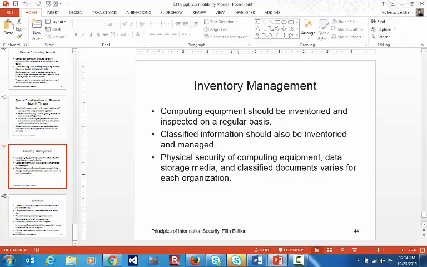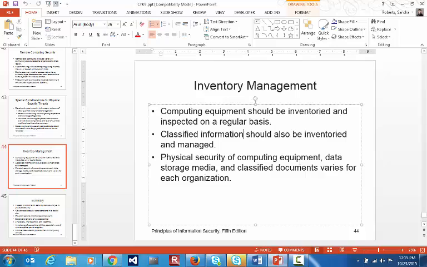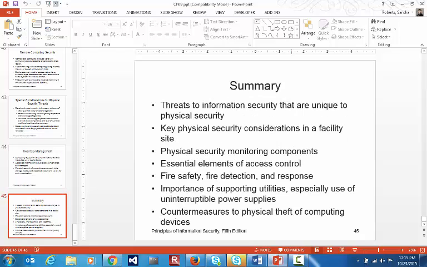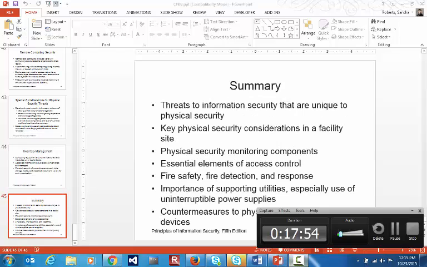Computing equipment should be inventoried, of course. If there's any classified information, it should be managed and inventoried. Where it's located, a part number on it, who's responsible for it, and all that kind of stuff. Short and sweet on this one.